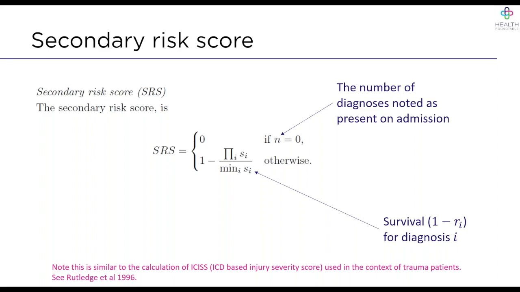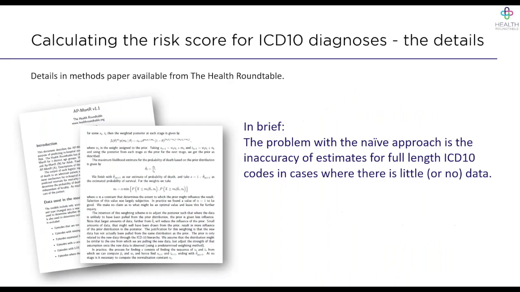Some people might note that this is similar to the calculation of the ICISS, for people who are familiar with this score that's used in the context of trauma. There's a paper by Rutledge et al. in 1996 which describes that. There are going to be some differences, though, as to how we actually calculate the risk scores, which differentiate from the way that the ICISS is done.